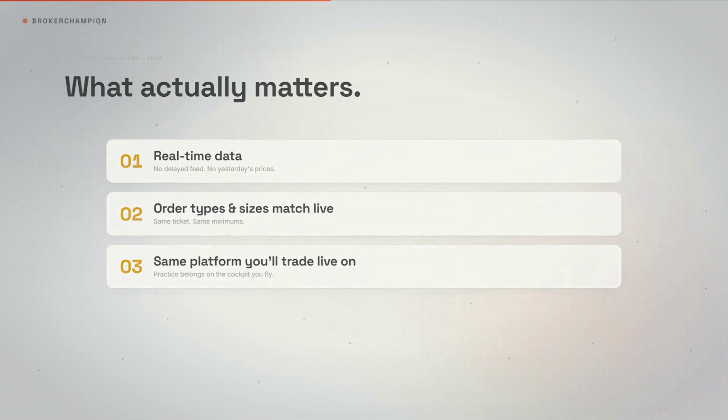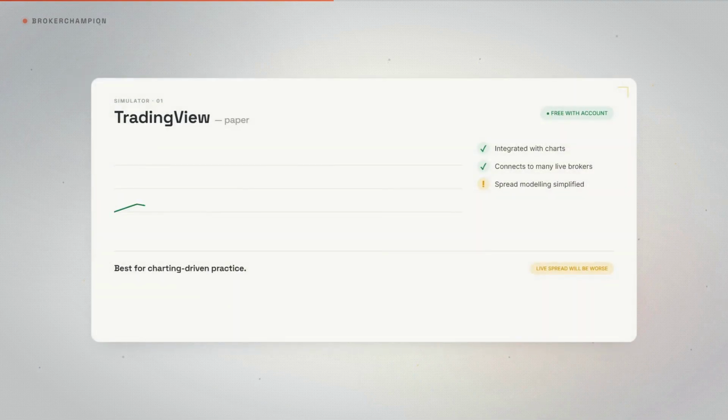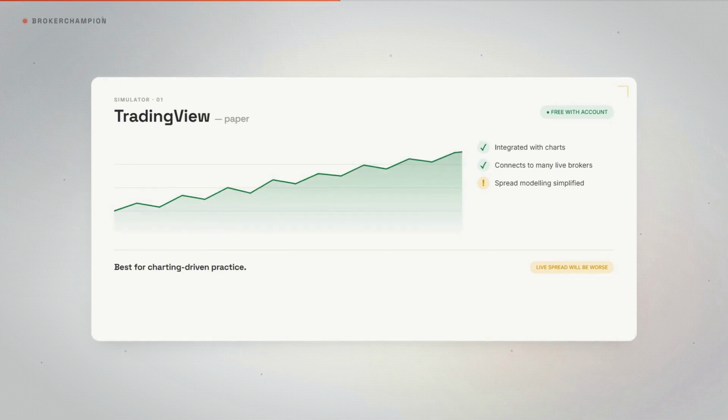A few worth naming. TradingView paper trading. Free with any account, integrated with charts, connects to many supported brokers for when you go live. Best for charting-driven practice.